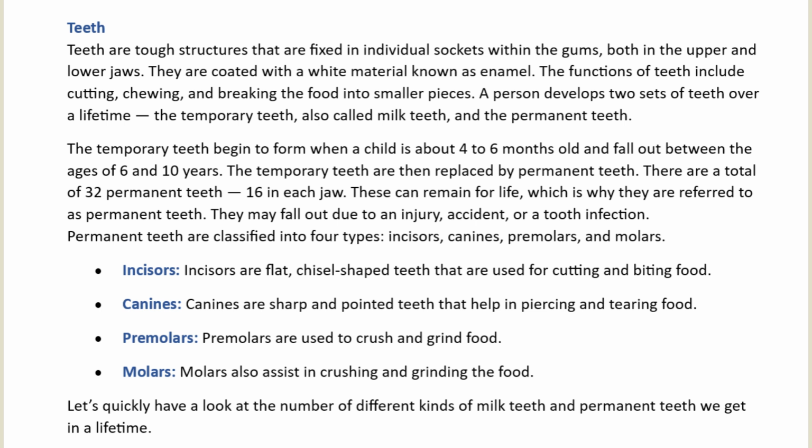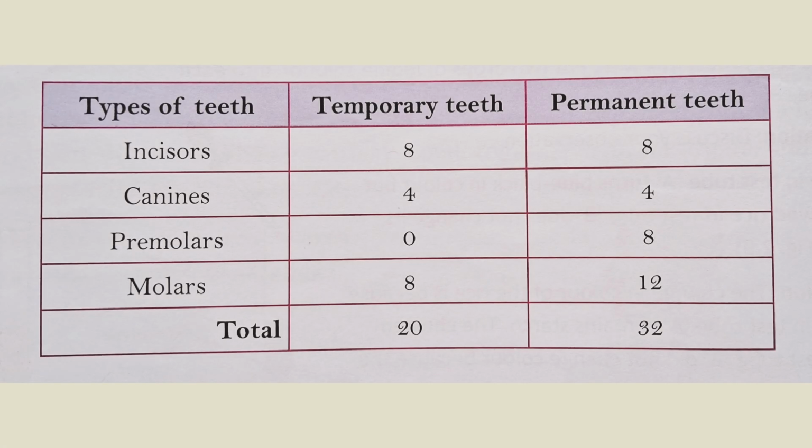Let's quickly have a look at the number of different kinds of milk teeth and permanent teeth we get in a lifetime. As you can see, the number of temporary or milk teeth are 20, and the permanent teeth are 32. Do learn these numbers, as they may be asked in fill-in-the-blanks, true or false, or match the following type of questions.